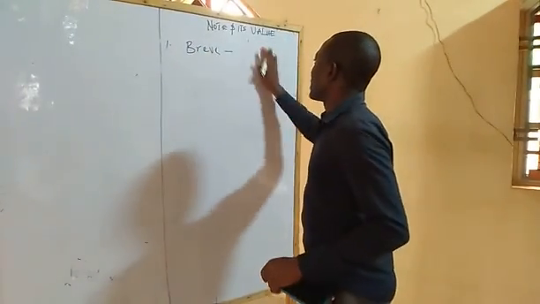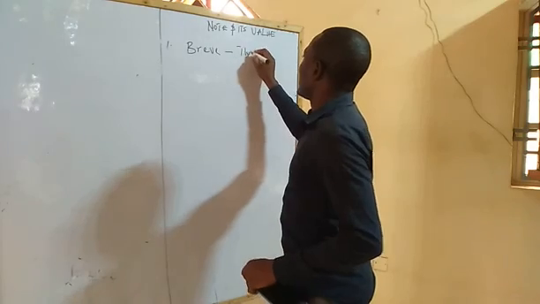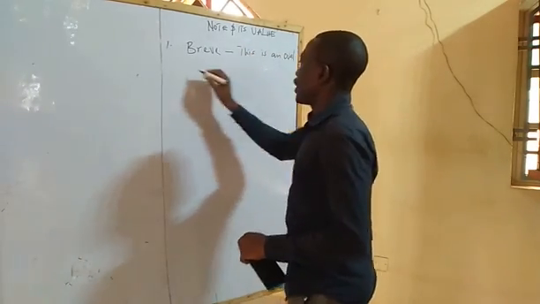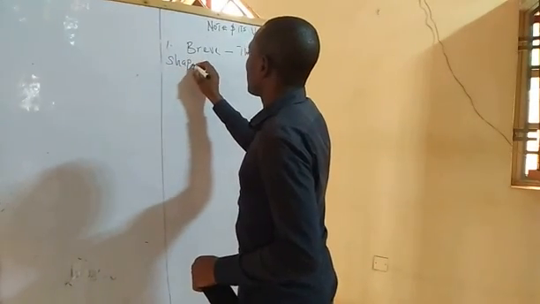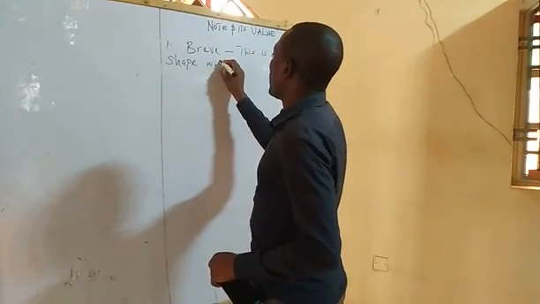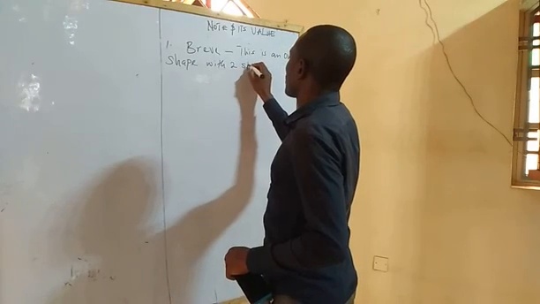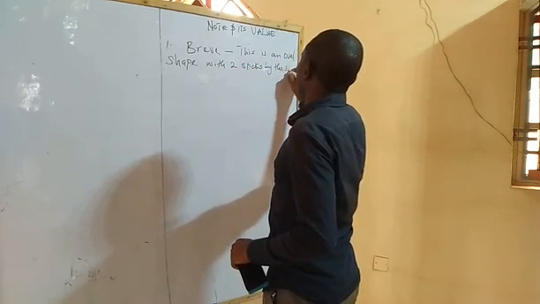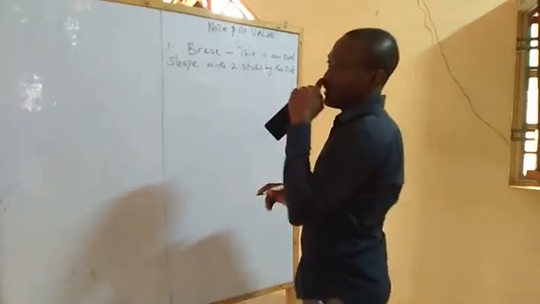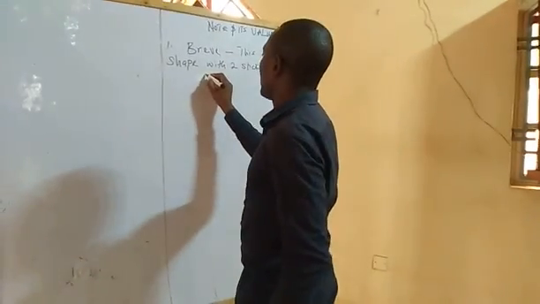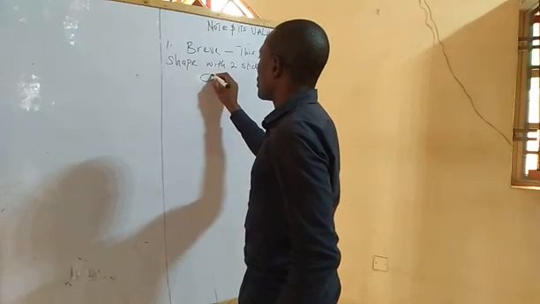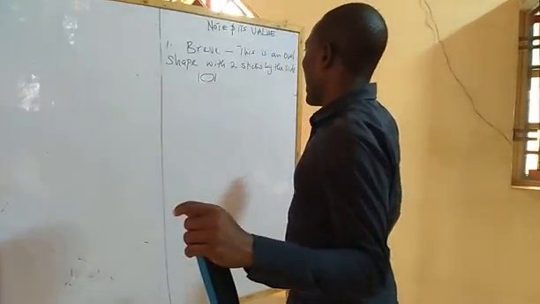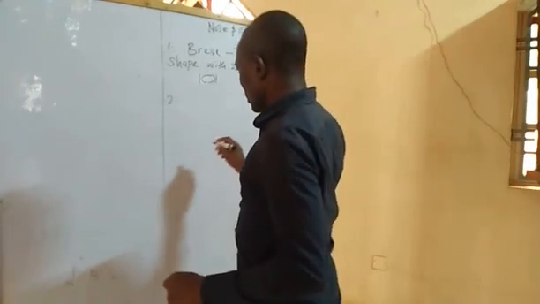How do we define it? This is an oval shape with two sticks by the side. Look at the definition. This is how it is: an oval shape with two sticks by the side. And that is all.